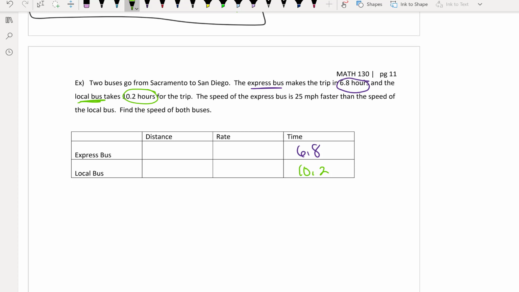Now it's going to be talking about that express bus. So I'm thinking about my rate. It is 25 miles per hour faster, so it's 25 plus the speed of the local bus. Well, I don't know the speed of the local bus, so let's call that x. So the local bus is going to be rate x, and the express bus is going to be x plus 25. And again, I'm going to have my distances be exactly the same.